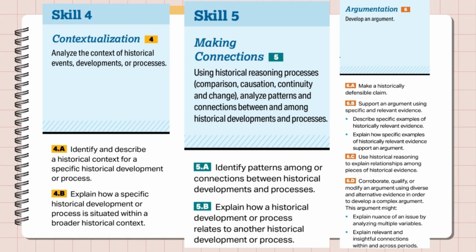Making connections is skill 5, using your historical reasoning processes, which we're getting ready to go over, of comparison, causation, and continuity and change over time. You might hear me call this CCOT. And then argumentation is developing an argument with a historically defensible claim.